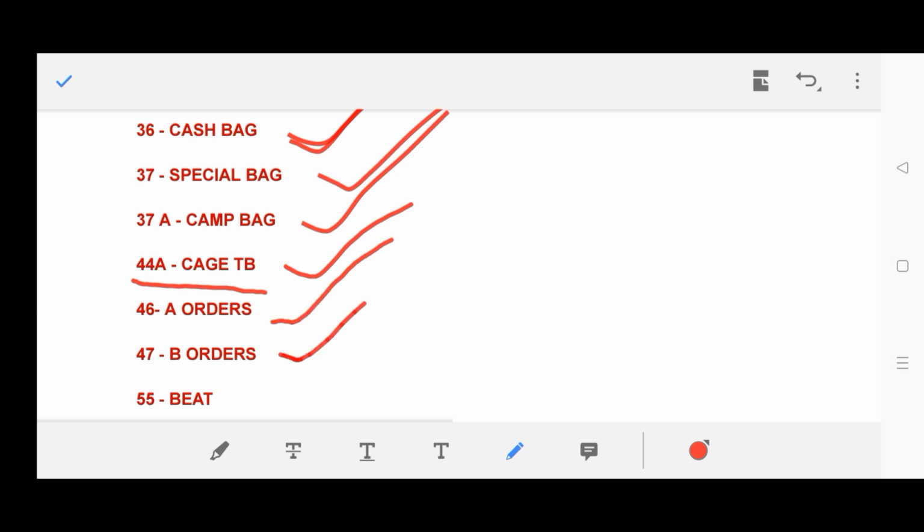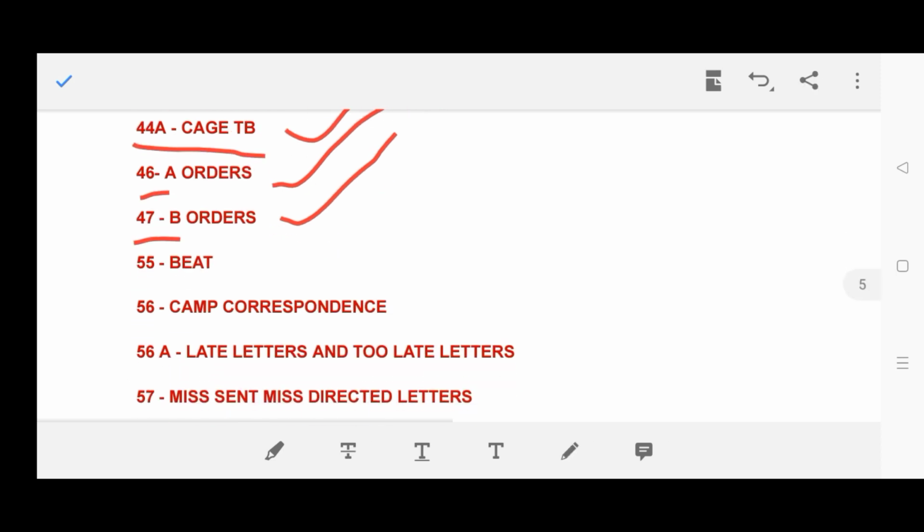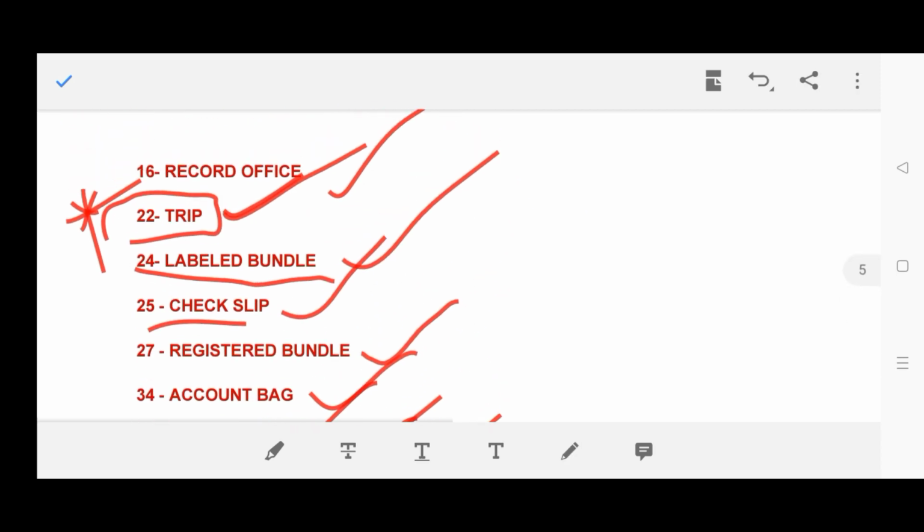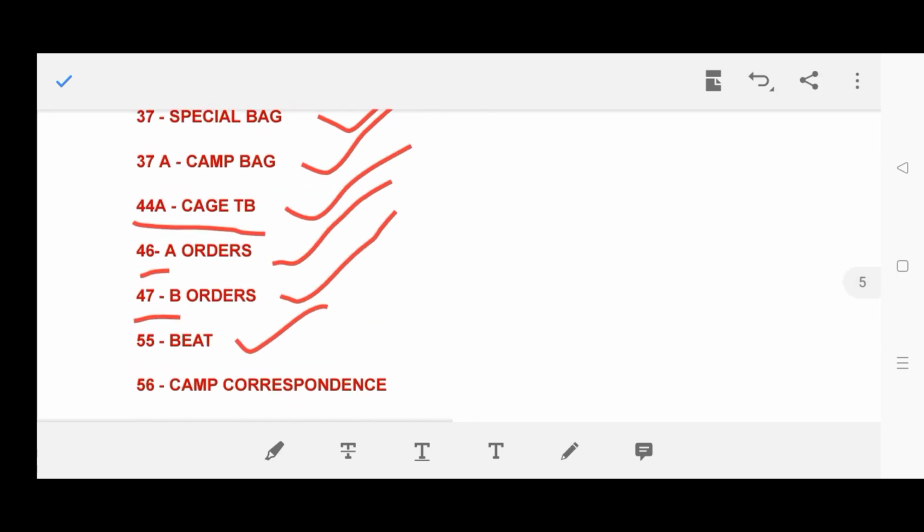is about A orders, 47 is about B orders. Which rule of Postal Manual Volume 5 discusses the B orders? That is 47. A orders, that is 46. Next, 55 is about the beat. The word beat is discussed in rule number 55. And the word trip is discussed in rule number 22. These two are very important.